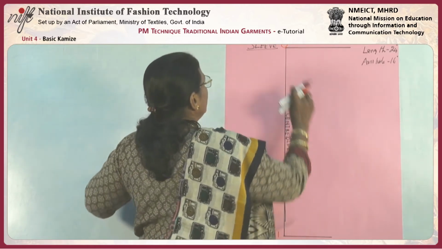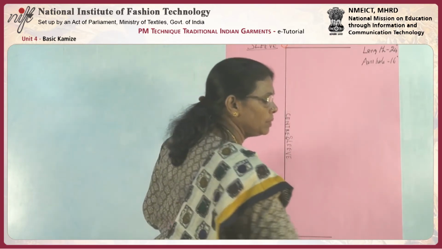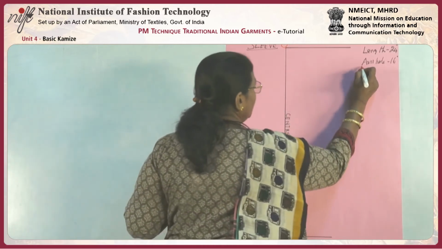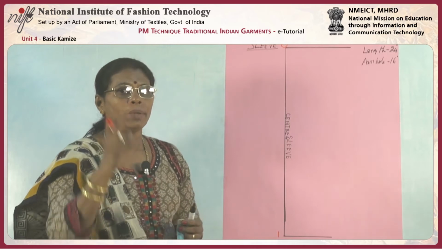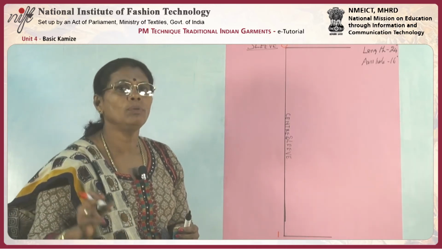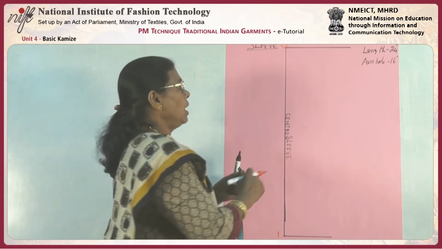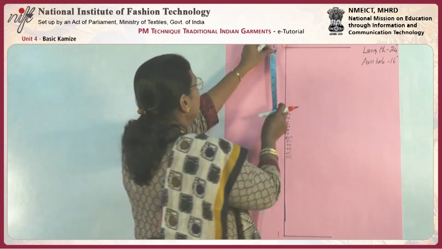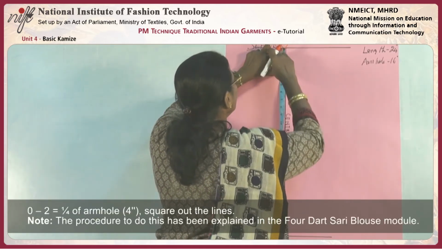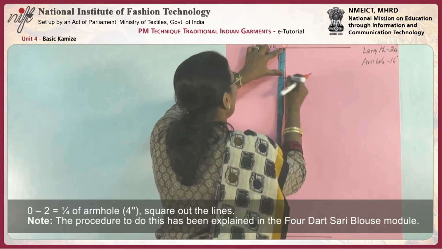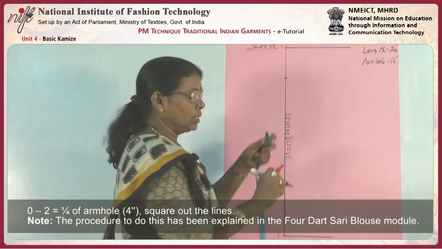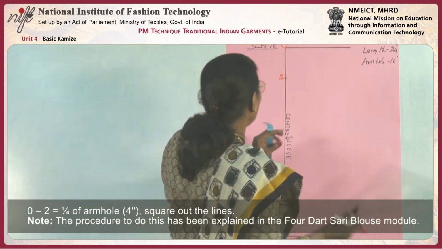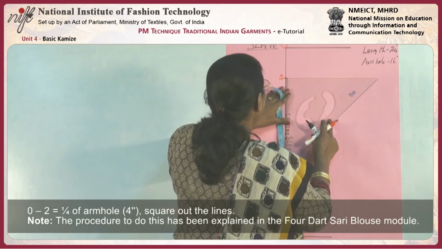Now 0 to 2 is the crown depth, which is armhole by 4. We must find the armhole measurement by measuring the back armhole and the front armhole, leaving the dart allowance. That comes to around 16 inches for this body's block, so 0 to 2 is 1/4 of the armhole, 4 inches. And draw a perpendicular line as a spline.